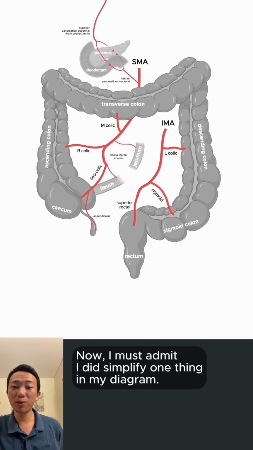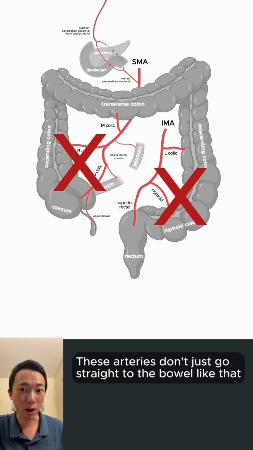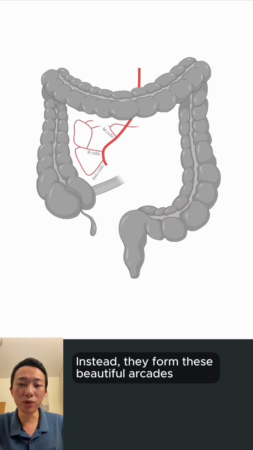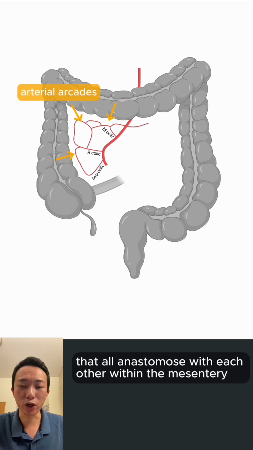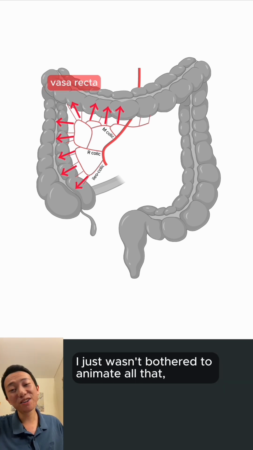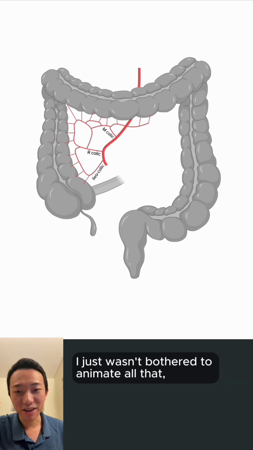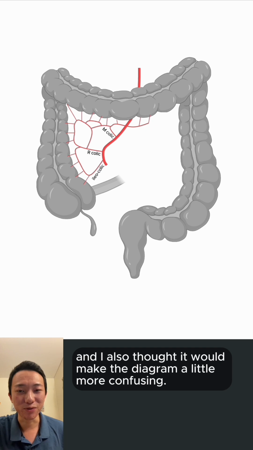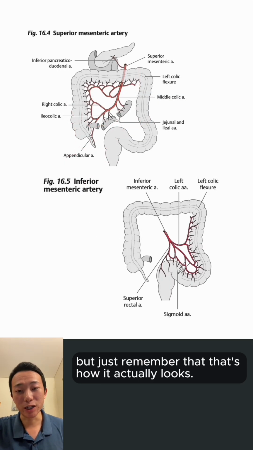Now I must admit I did simplify one thing in my diagram. These arteries don't just go straight to the bowel like that. Instead, they form these beautiful arcades that all anastomose with each other within the mesentery, which then give off these small straight vessels called vasa recta to supply the bowel. I just wasn't bothered to animate all that, and I also thought it would make the diagram a little more confusing, but just remember that that's how it actually looks.